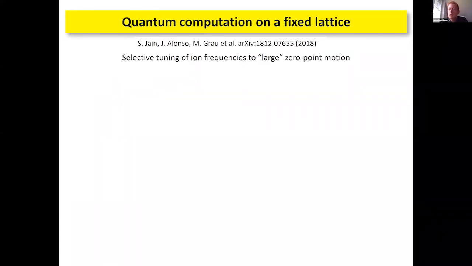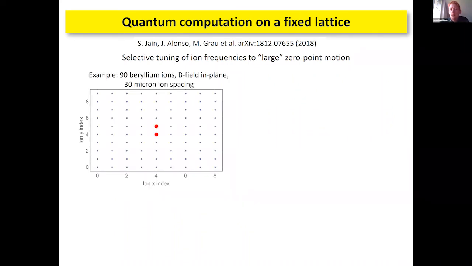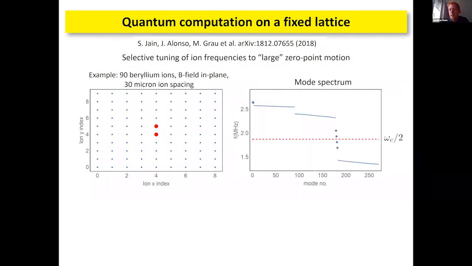So let me just show you how that might be used for computation on a fixed lattice. The idea is that you have, say, a square lattice of 90 ions, and we select out two of the sites and move them to a slightly different frequency than the rest of the lattice. So at that point, the mode spectrum, and here there's a mode number, so I'm plotting all 270 or so modes of this system. Most of the modes are tightly packed in these bands. This is frequency at the left-hand side, and these are the mode frequencies.